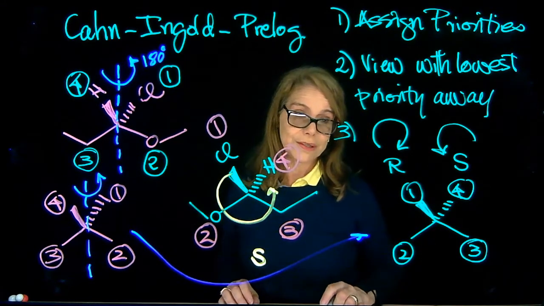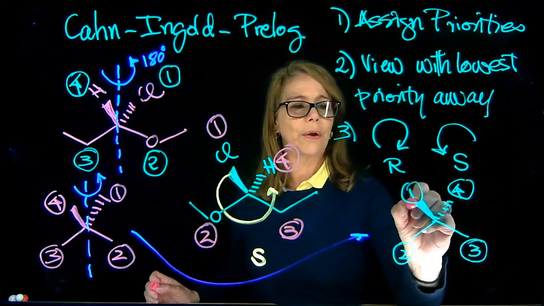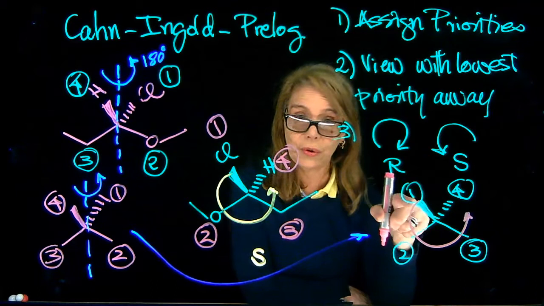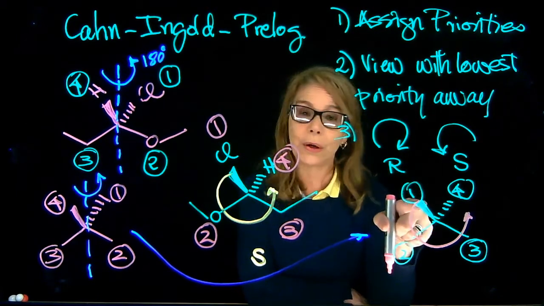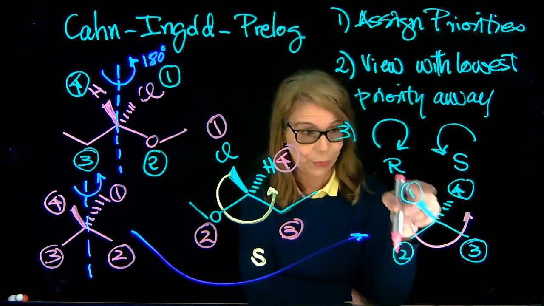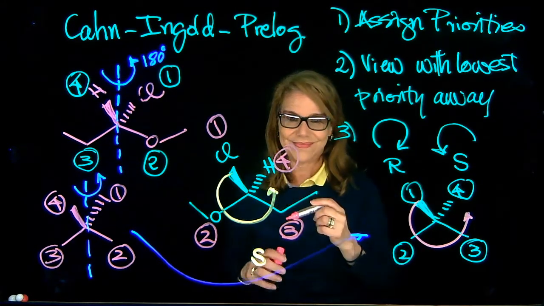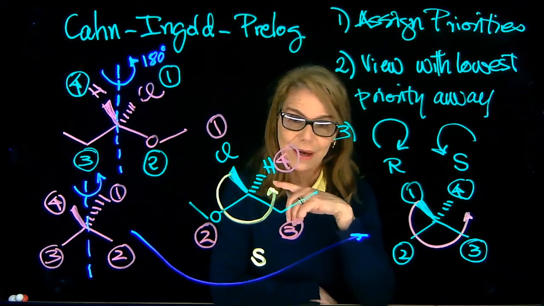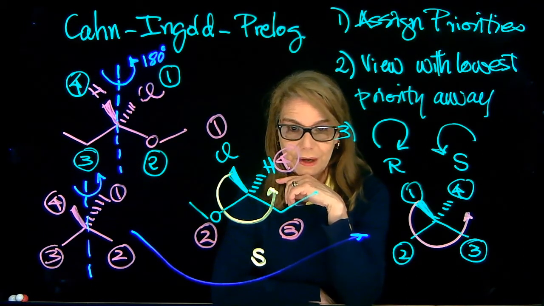Just put in the numbers of the priority, and the next step is then again, you follow priorities 1, 2, 3, and this is the right way to see it. Again, you must have the lowest priority group away from your view, so the one with the number 4 should be away from your view. Now we're going to continue doing more exercises about how to determine the absolute configuration of chiral centers.